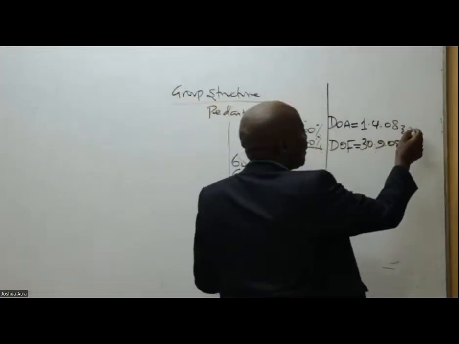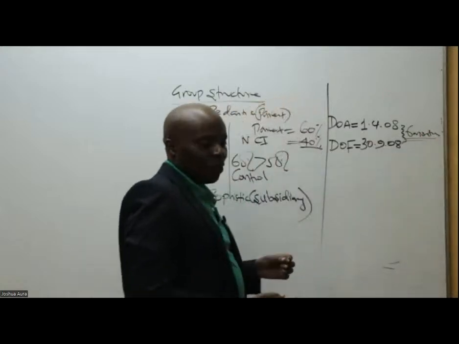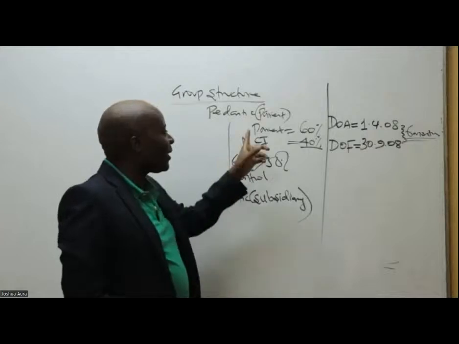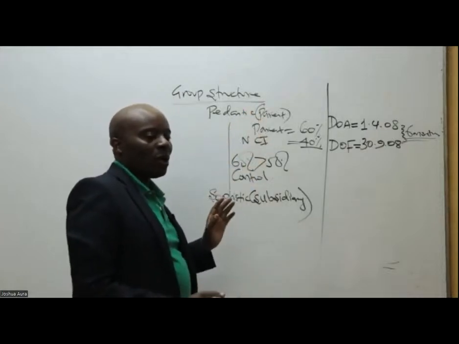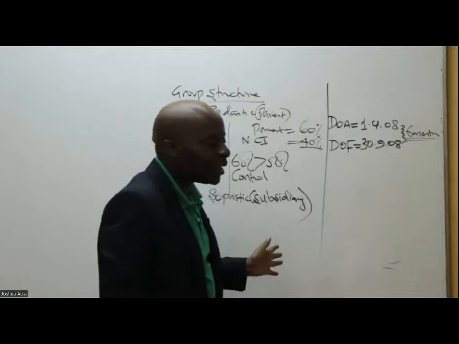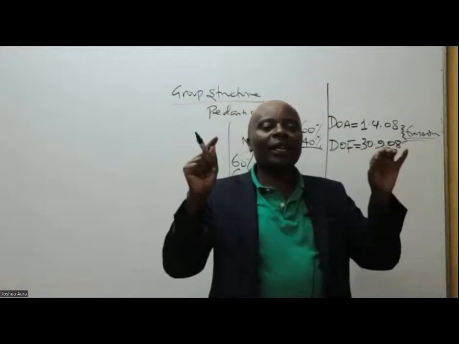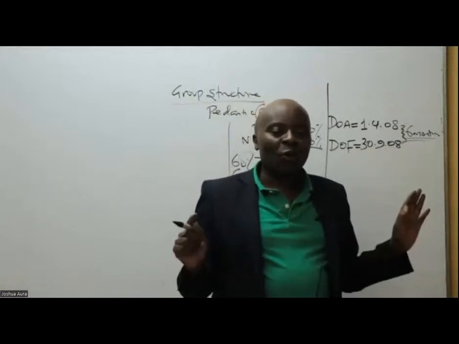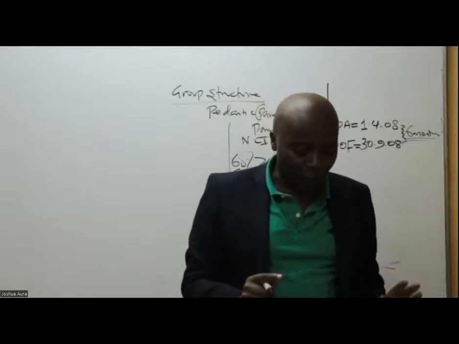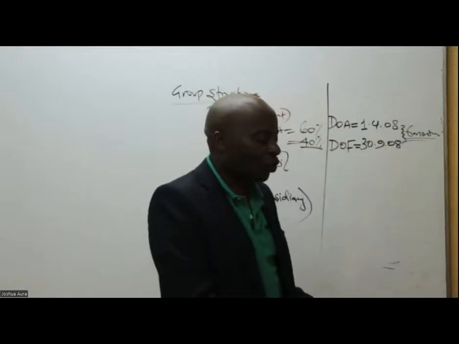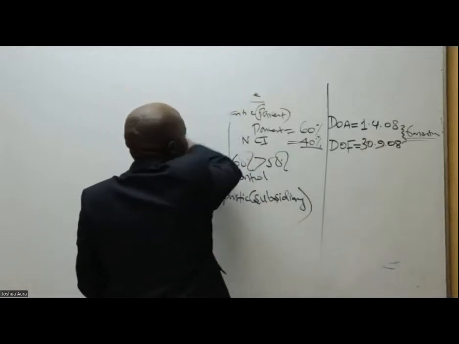That is the end of my group structure. If you get your group structure wrongly, then you will get a 0. Once you finish the group structure, you should never be cheated by anybody. Straight away go to what the examiner has asked you to do.